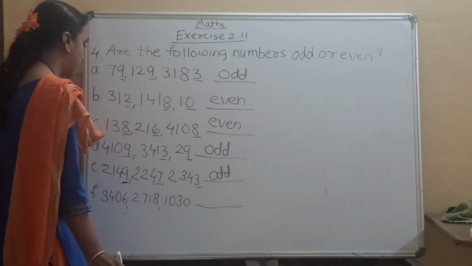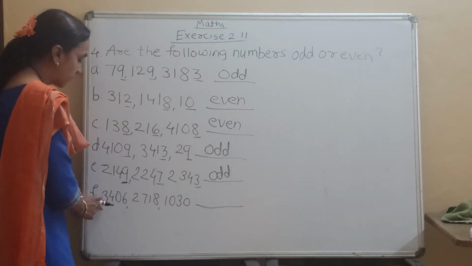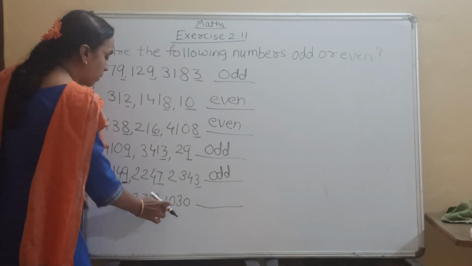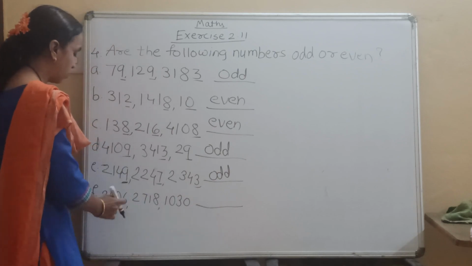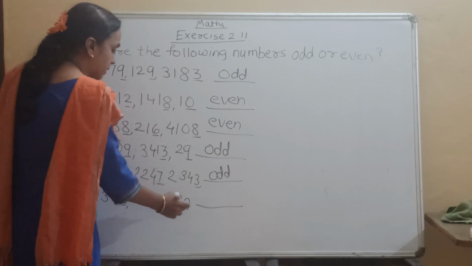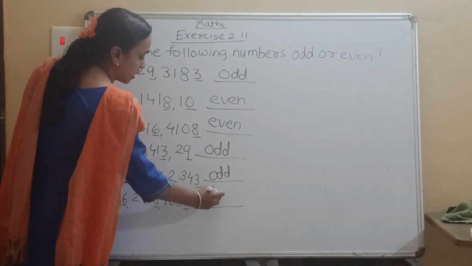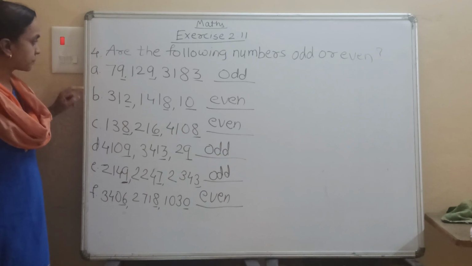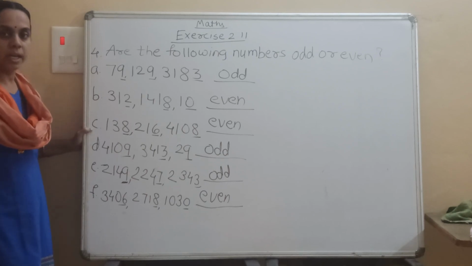These are odd numbers. Now see F question: 3406, 2718, 1030. So again 6, 8, 0. These numbers are even numbers. So we have to write down here even numbers. So in this way, you have to complete this fourth question in your textbook.